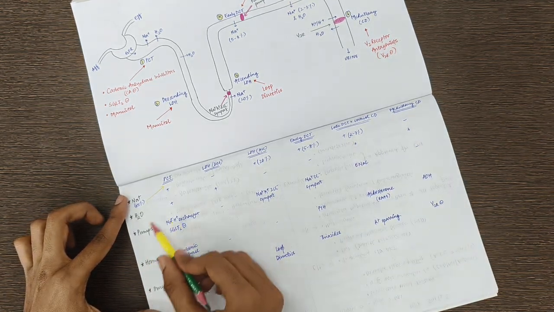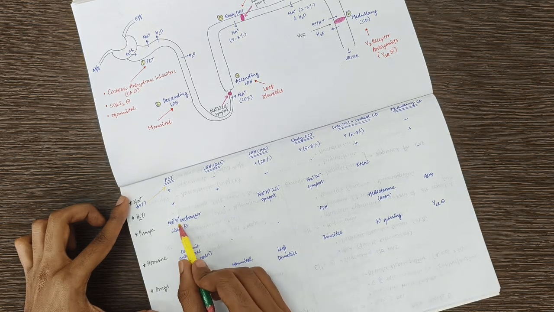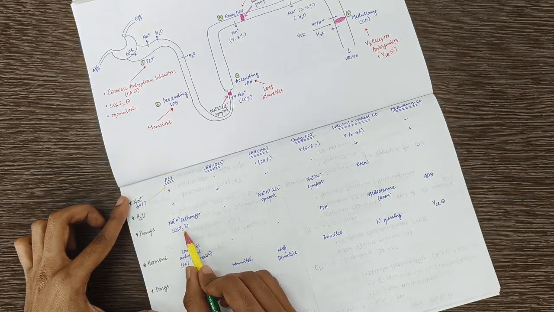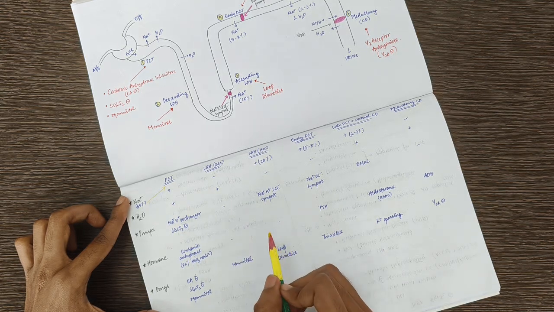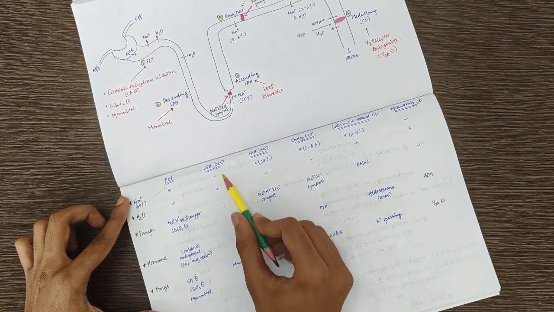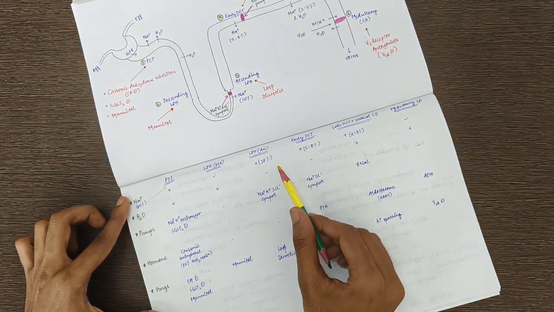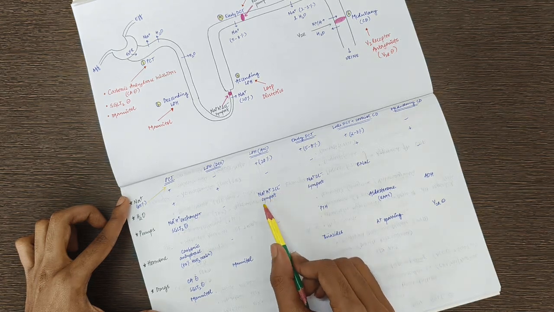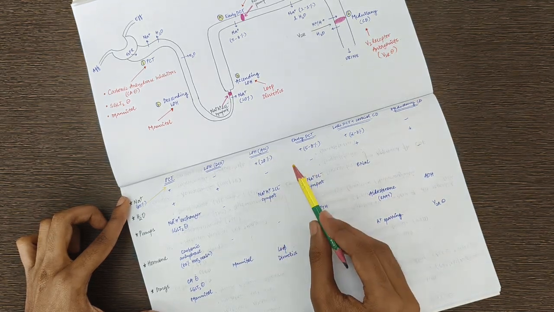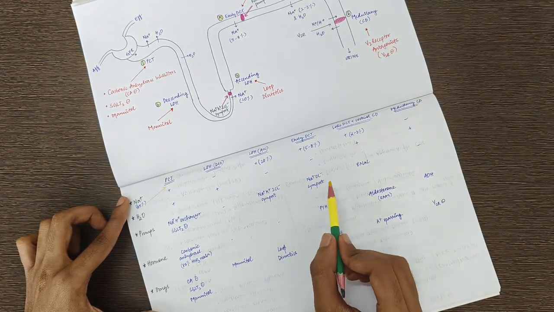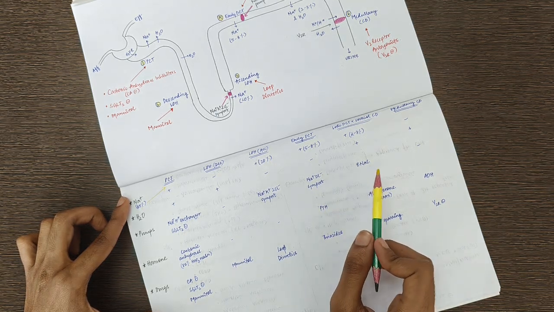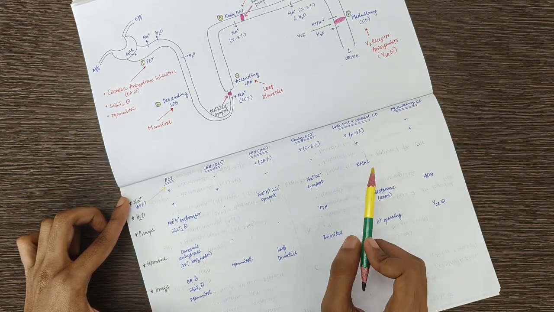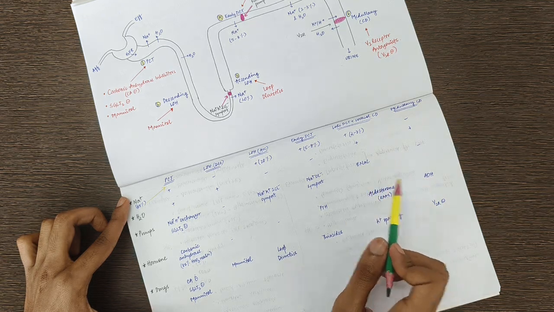So what are the pumps seen in PCT? Na plus, H plus exchanger and SGLT2. These are the pumps seen in PCT. In case of descending loop of Henle, there is no pump. For ascending loop of Henle, there is Na plus K plus 2Cl minus symporter. In case of early DCT, there is Na plus Cl minus symporter. Late DCT and cortical collecting duct, there is ENaC channel. In medullary collecting duct, there is no pump.